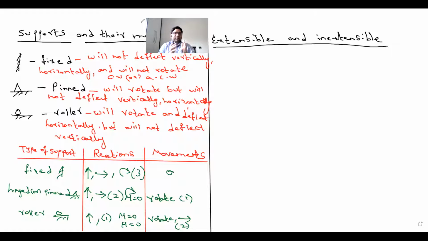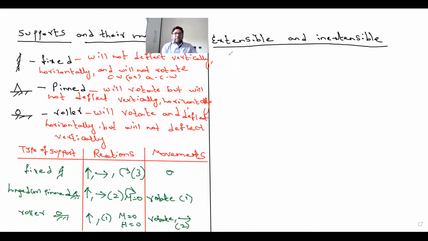So the concept or the difference between different types of supports, reactions and movements, that's done. Reactions are associated with the static indeterminacy and movements are associated with the kinematic indeterminacy. Static indeterminacy and kinematic indeterminacy. Okay.